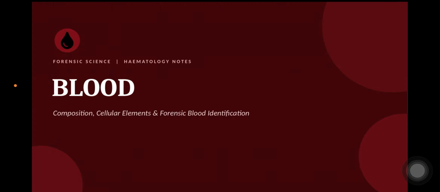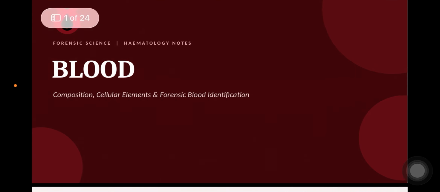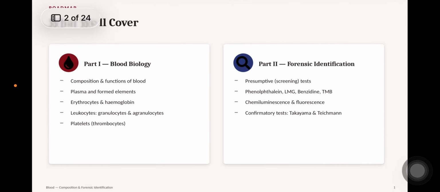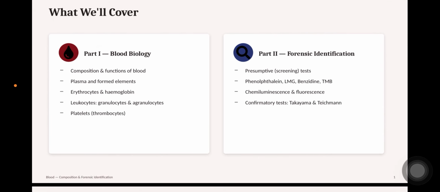Today, we are exploring blood, its composition, functions, and forensic significance. We'll be covering this in two parts. First, the biology of blood, that is its composition, functions, and all. And in the second part, we'll do forensic identification. In that, we'll be doing your presumptive test and confirmatory test for blood.